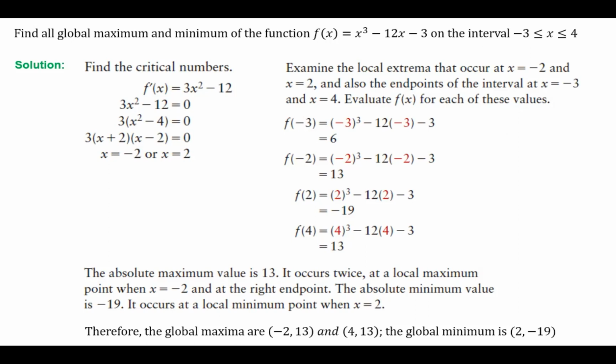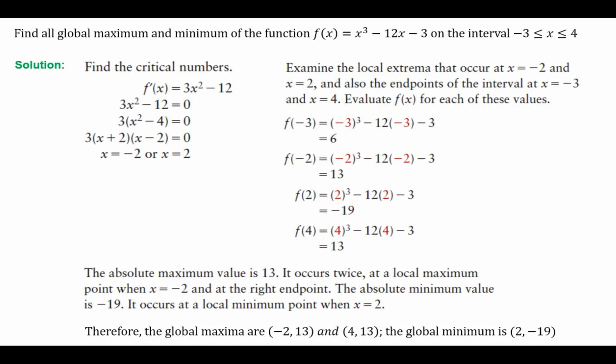Evaluate f(x) for each of these values. First of all, f(-3) equals +6. Then f(-2) equals 13. Then f(2) equals -19. f(4) equals +13. Then we can compare these values to determine the global extrema, right?